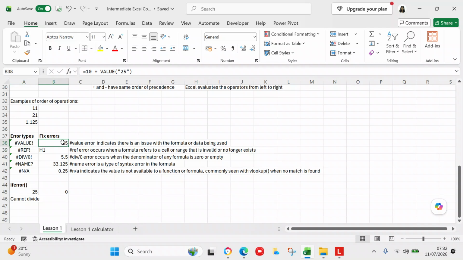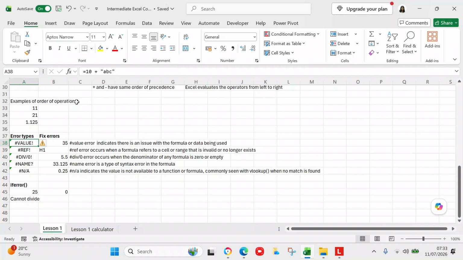So you've got 25 in quotation marks, and because 25 is in quotation marks, that's telling you that it's text and it's not a number. Quotation marks let you know it's text and not a number. So what you do is you type 10 plus VALUE, brackets, quotation marks 25. So the value of quotation marks 25 is 25. So 10 plus 25 is 35.